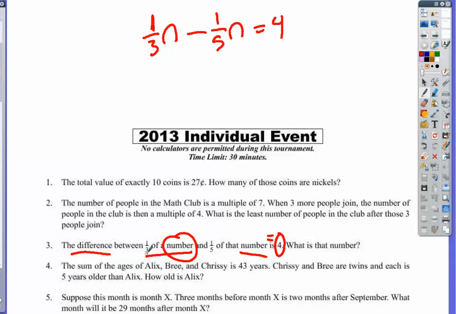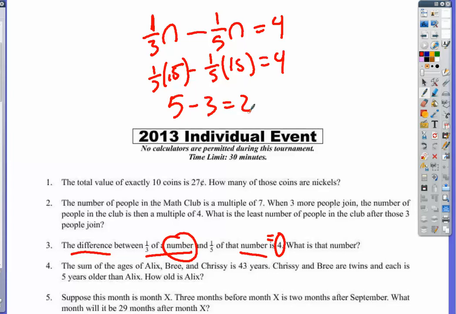Can you think of any numbers that are multiples of 3 and 5? That's right, 15. So 1/3 of 15 minus 1/5 of 15 is equal to 4. 1/3 of 15 is 5. 1/5 of 15 is 3, so the difference is 2. So this did not work. But I noticed 2 and 4 have a relationship. What did you multiply 2 by to get 4? You multiplied it by 2.